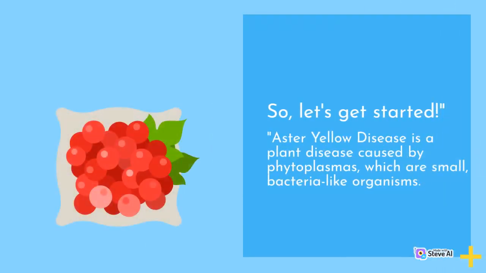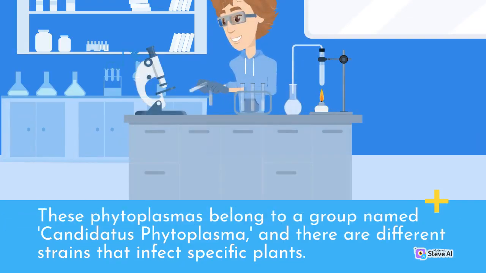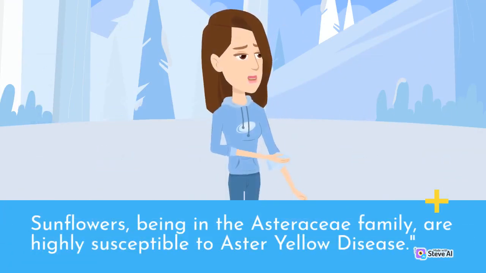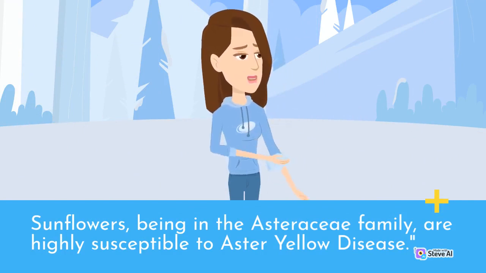So, let's get started. Aster Yellow disease is a plant disease caused by phytoplasmas, which are small, bacteria-like organisms. These phytoplasmas belong to a group named Candidatus phytoplasma, and there are different strains that infect specific plants. Sunflowers, being in the Asteraceae family, are highly susceptible to Aster Yellow disease.